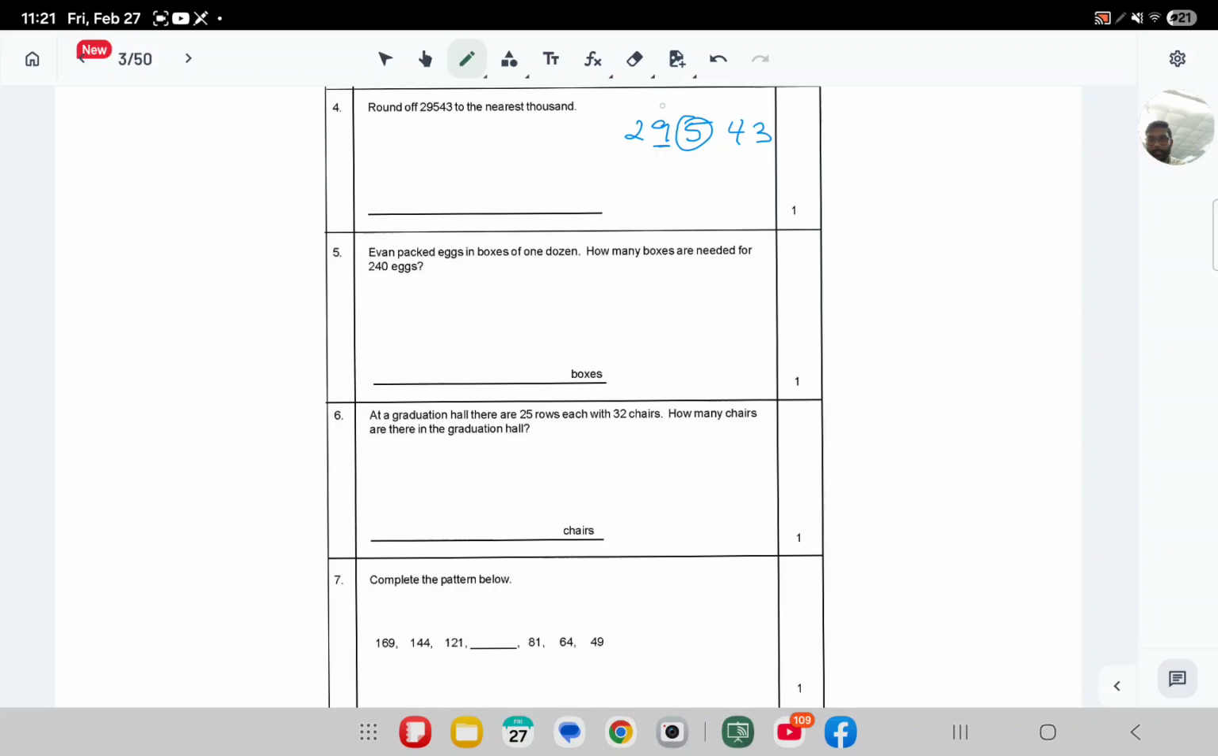When we add 1 to the 9, this becomes a group of 10. With that group of 10, it moves on to the tens of thousands. So we add 1 to the tens of thousands section. So this becomes 30,000.